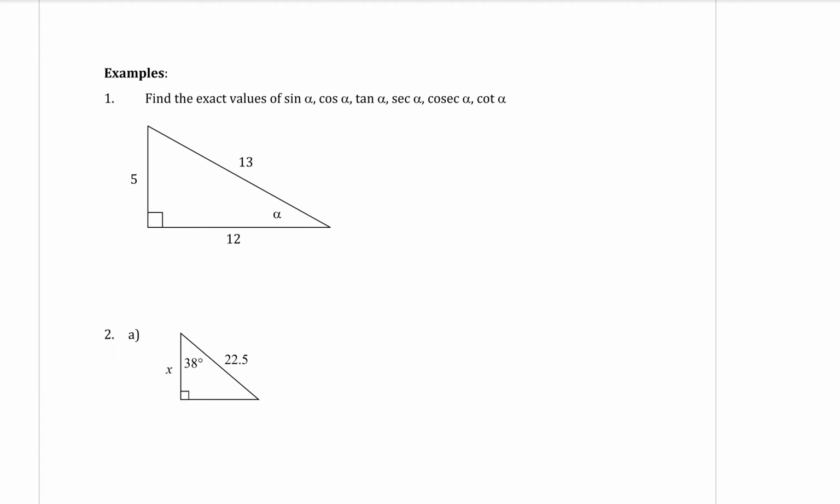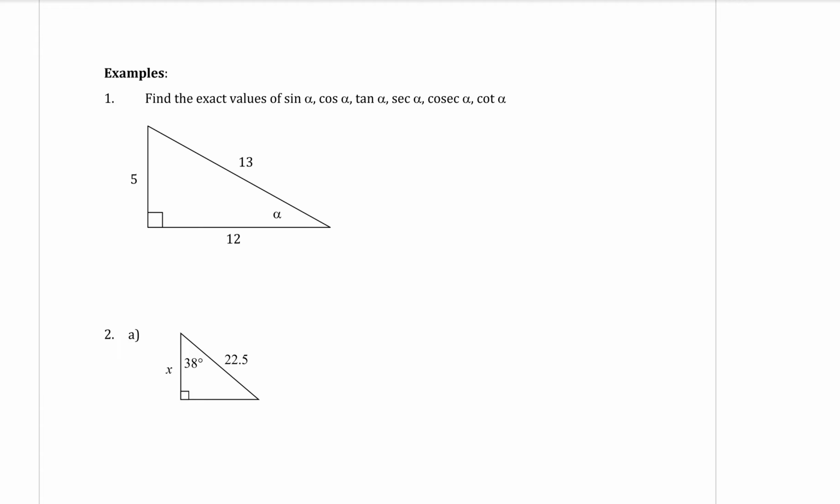Find the exact value of sine alpha, cos alpha, tan alpha, sec alpha, cosec alpha, and cot alpha. All of them, basically. So we're not actually finding the alpha, we're just writing down the fraction that we get from our opposite over hypotenuse. So exact value means the fraction?